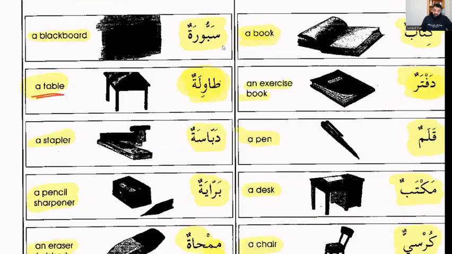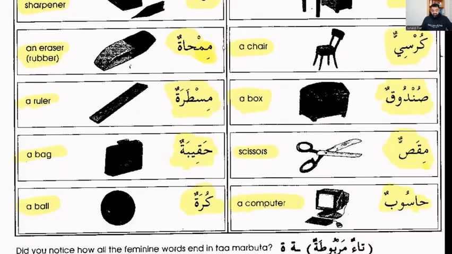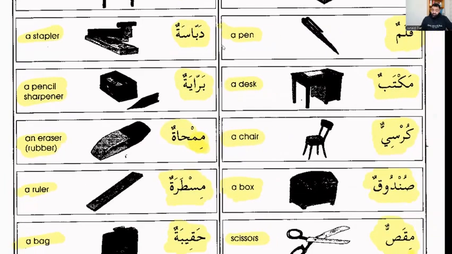So these words, how many are there altogether? 1, 2, 3, 4, 5, 6, 7, 8. 8 times 2, 16. So these 16 words, I would like for you to write them up in your book. Write the Arabic and write the English next to it, and then just memorize them if you can.